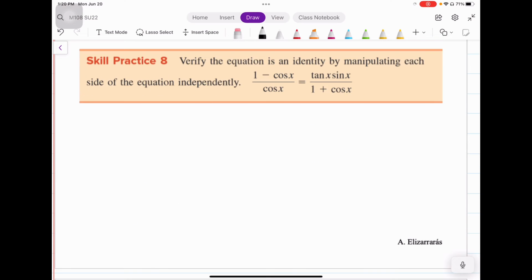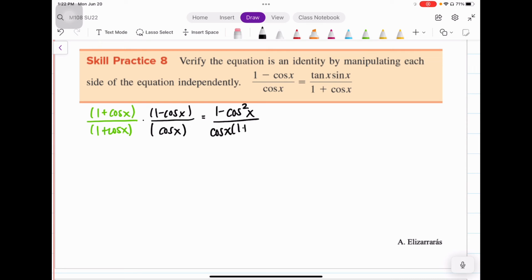We are going to verify this identity by manipulating each side of the equation independently. The first thing that I want to do is multiply the left-hand side by 1 plus cosine of x over 1 plus cosine of x. That's the sum and difference formula in the numerator. That's going to become 1 minus the cosine squared of x, which is the same thing as sine squared of x, over cosine x times 1 plus cosine x. And I'm not going to simplify that just yet.